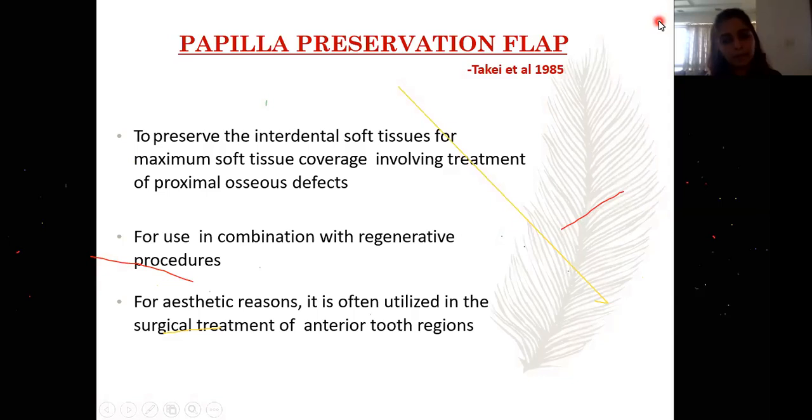Moving on to the papilla preservation. This was a classic technique described by Takei et al. in 1985, with the objective of attending to osseous defects for regenerative purposes, and also for aesthetic reasons in the anterior zone. So it was an extremely useful technique. I'll just brush through the regenerative techniques quickly.